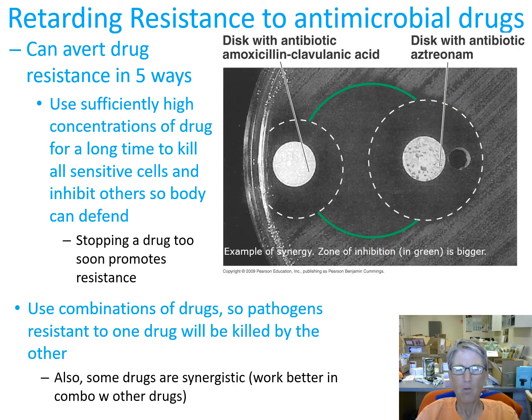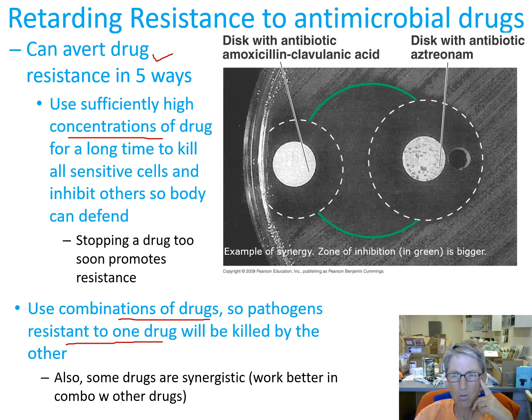Okay, how do you retard resistance to antimicrobial drugs? How do we do that? How can we avert drug resistance in bacteria? We could use high enough concentrations of the drug for a long enough period of time to kill all sensitive cells and inhibit others, so then the body can take over and use its natural defenses. We could use different combinations of drugs, so that if we kill one pathogen resistant to one drug, they'll also be killed by another drug.